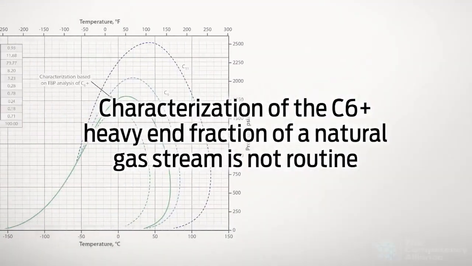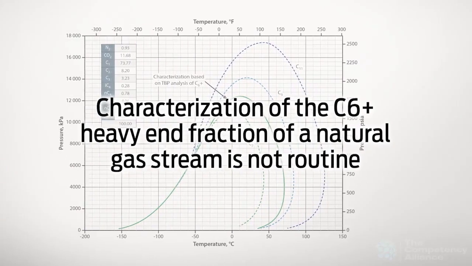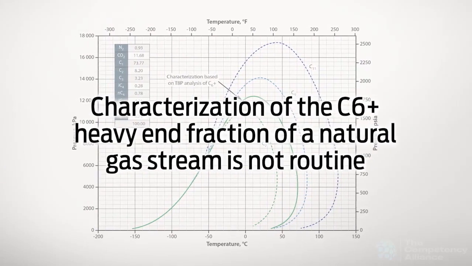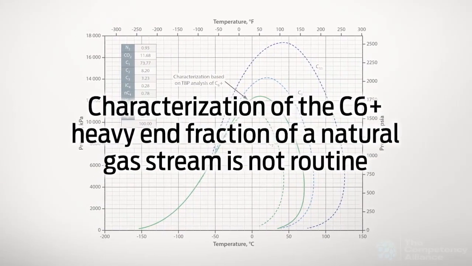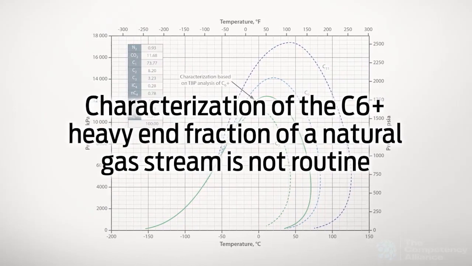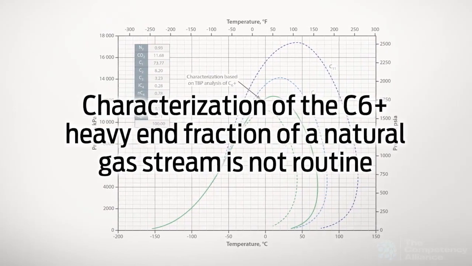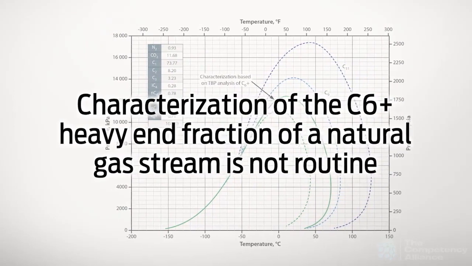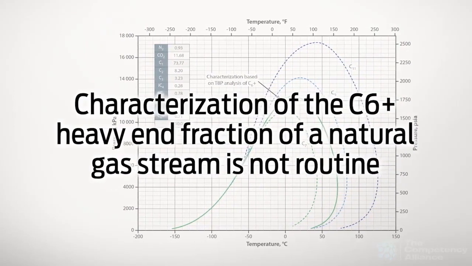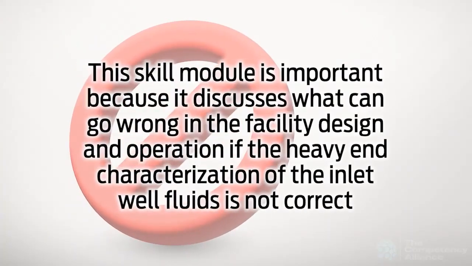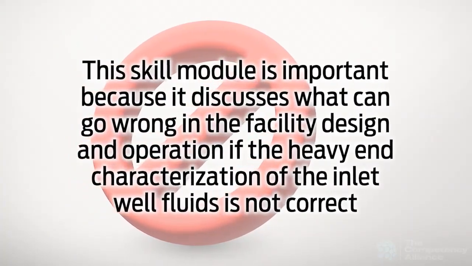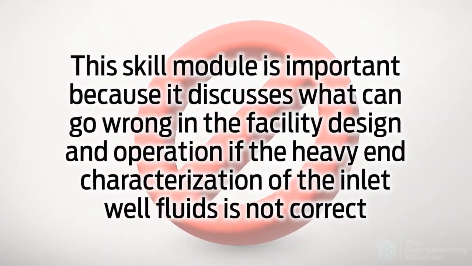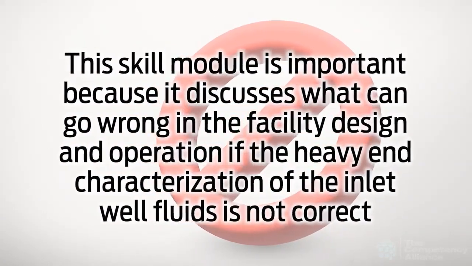Characterization of the C6 plus heavy end fraction of a natural gas stream is not routine. This is often where we get the data and analysis wrong due to the challenges of getting representative samples of the reservoir fluids, the fluid recombination, and laboratory analysis to determine the true boiling point analysis of the small heavy end fraction. This module is important because it discusses what can go wrong in the facility design and operation if the heavy end characterization of the inlet well fluids is not correct.